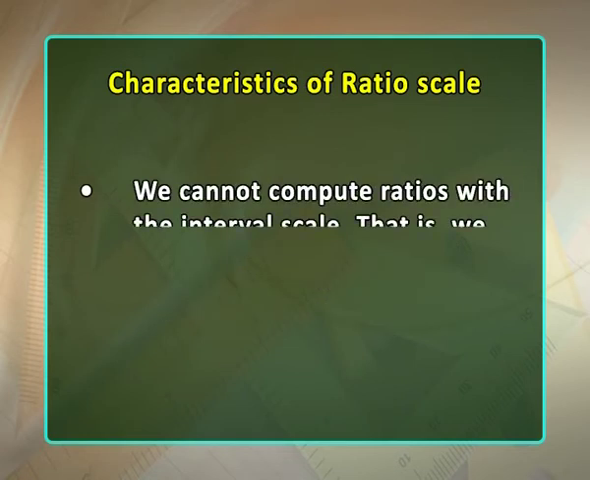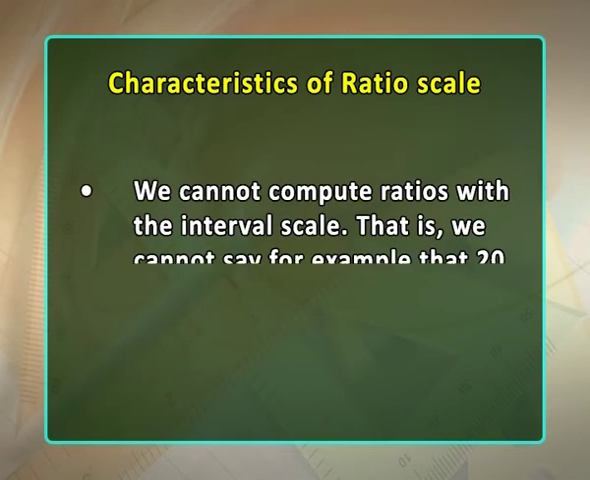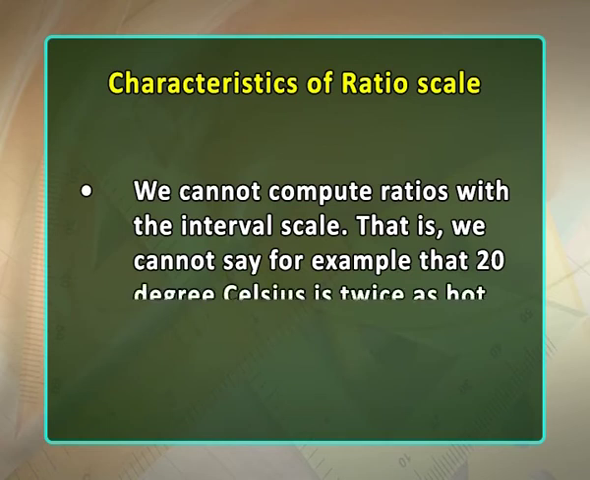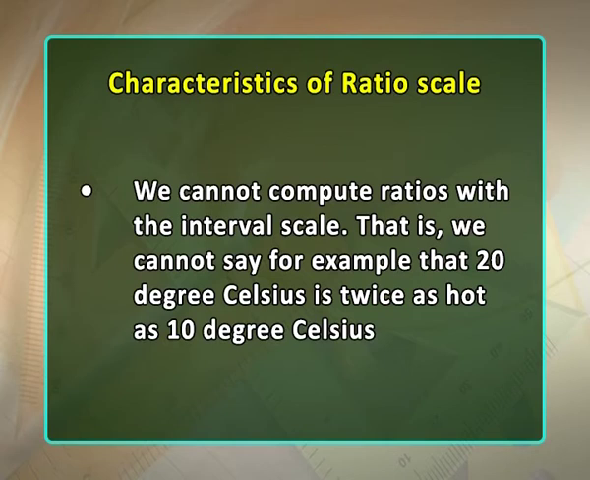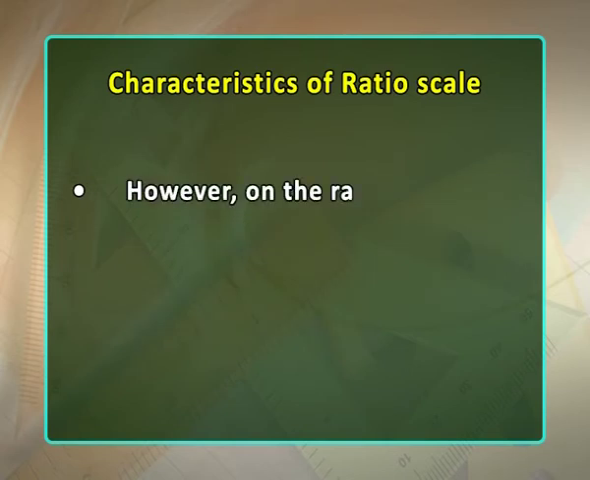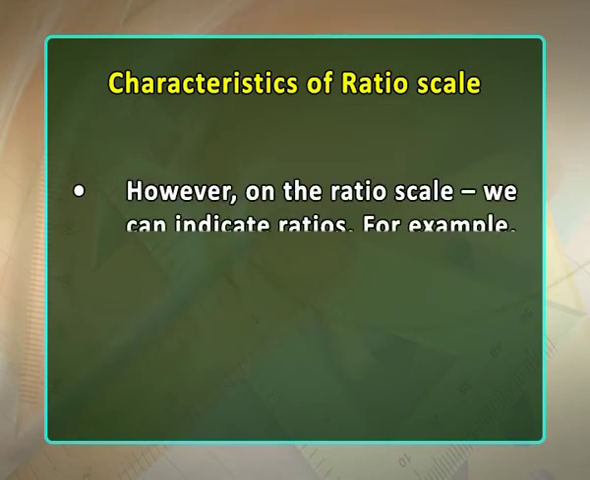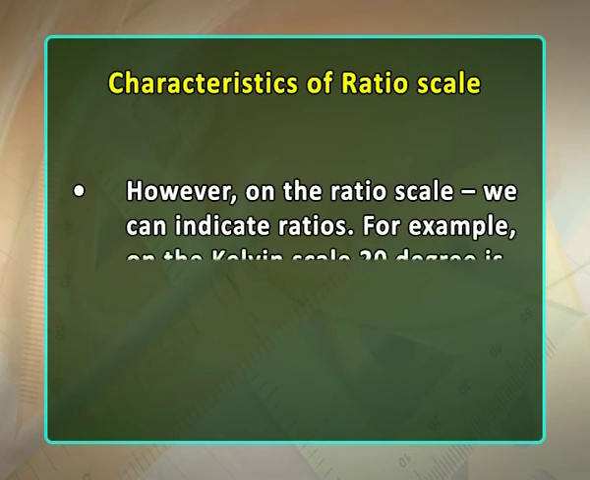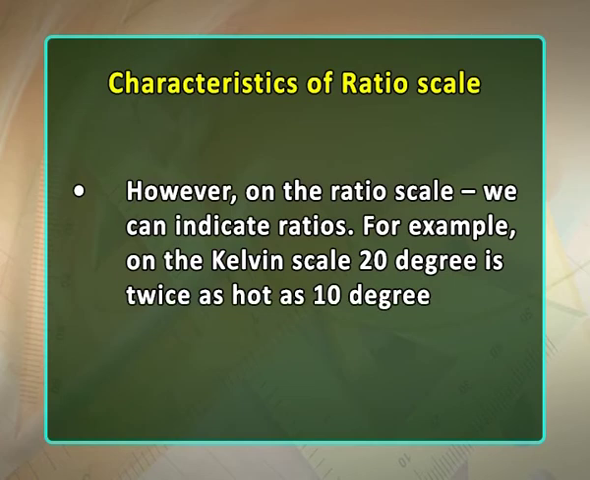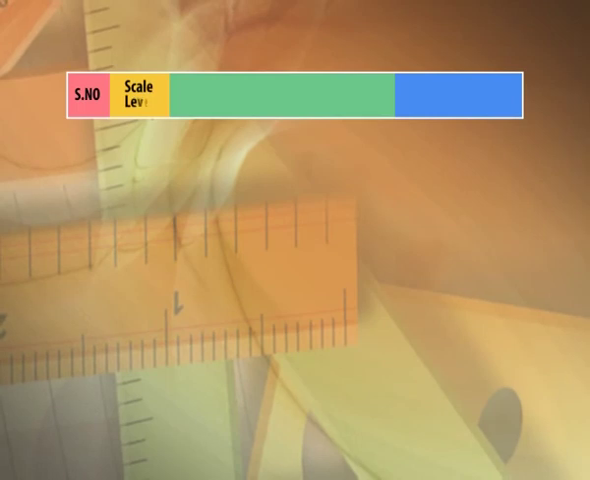Fourth, we cannot compute ratios with the interval scale. That is, we cannot say, for example, that 20 degrees Celsius is twice as hot as 10 degrees Celsius. Fifth, however, on the ratio scale, we can indicate ratios. For example, on the Kelvin scale, 20 degrees is twice as hot as 10 degrees. This table illustrates the 4 scales of measurement.